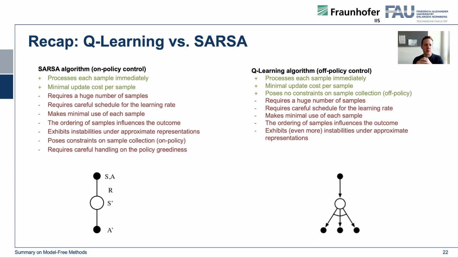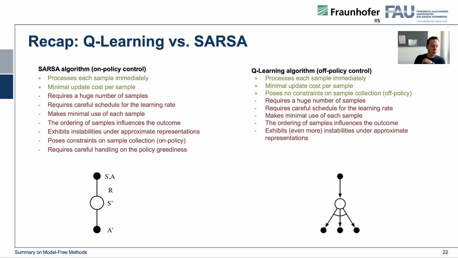Both of them exhibit instabilities under approximate representation, which is something that we will address in the next lecture. Both of them also have the problem that the ordering of samples is really important, because of the correlations between the time steps that we see when we run both of the agents through the environment. And both of them make minimal use of each sample, because in their current versions, both of them just use it to update the Q function and then throw away the information. Okay, so more on this.